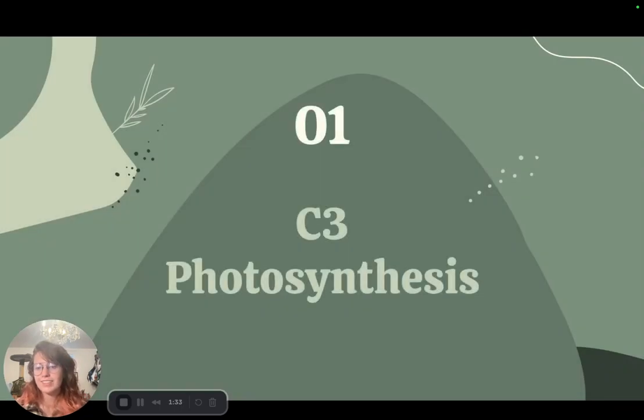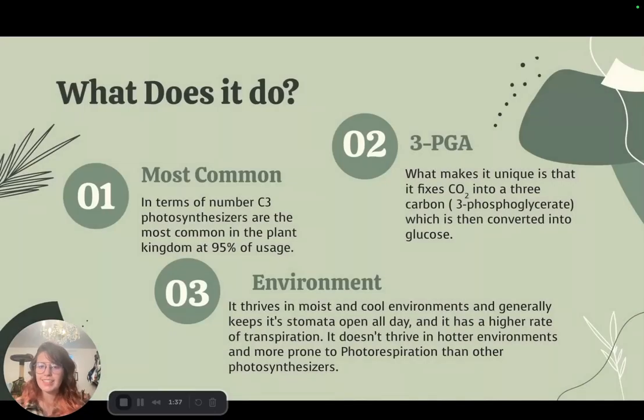The first photosynthesis I'm going to be talking about is C3. What is it? In terms of numbers, C3 photosynthesizers are the most common plant, with 95% of species being C3 photosynthesizers. What it does is it fixes carbon dioxide into a 3-carbon compound called 3-phosphoglycerate, also known as 3-PGA, which is then converted into glucose.